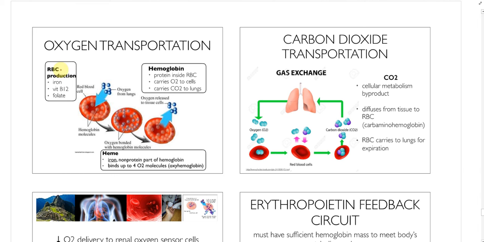So red blood cell production requires iron, B12, and folate. We have our hemoglobin, which is the protein inside the red blood cell. Right here, our hemoglobin molecules are going to be all of these little guys, which have heme groups inside. There are 4 heme groups and 4 O2 molecules per hemoglobin. I think that's what it was.